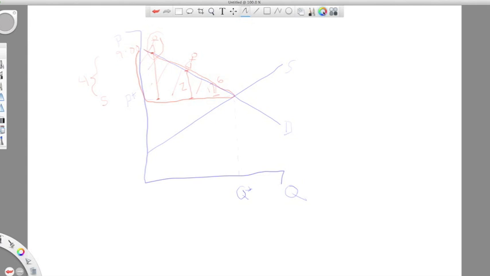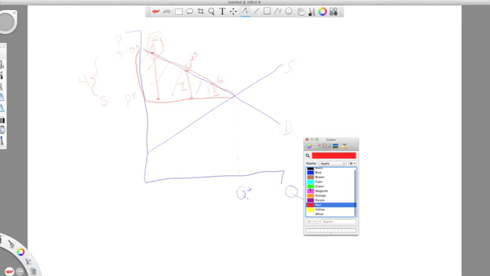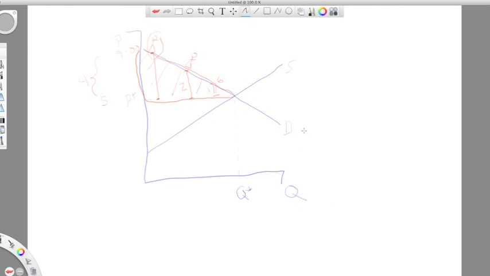Now on the other side of things, we have producer surplus. And producer surplus is sort of the seller's analog to consumer surplus. To define it, we need to remember that the supply curve measures the cost in a sense.